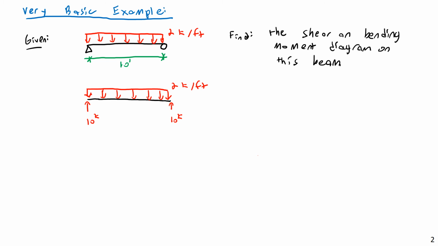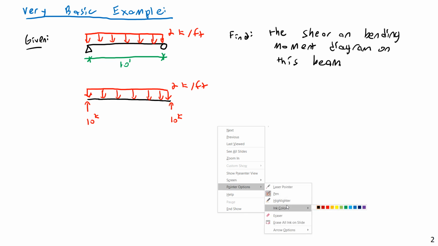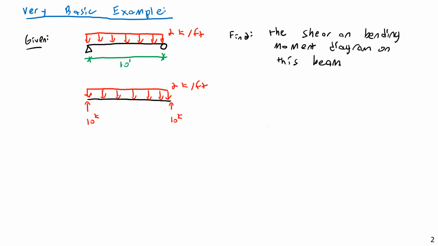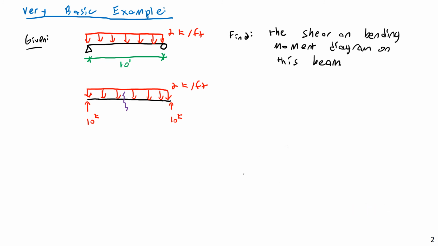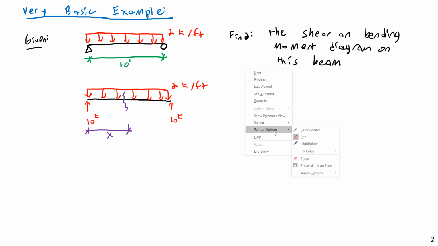So let's do that. I'm now going to cut this, not at some known location, but at some point x. So in other words, I'm going to get the shear and moment not as just set values at a certain point, but shear and moment as functions of x.